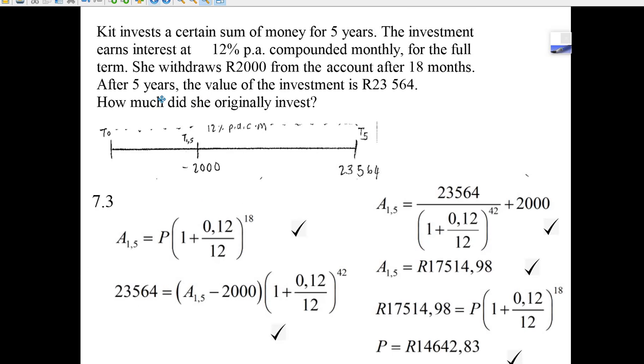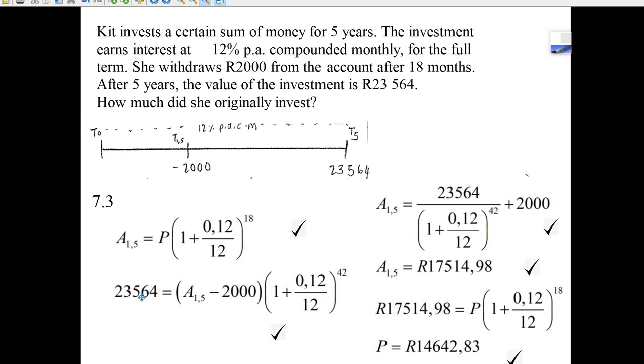Well, here's Mr. Rob's way. Now, I should have drawn a timeline because it helps you to think about it. Look at the way I did it. I figured it, well, kind of differently. I know I started with a certain amount to invest, and then it grew for 1.5 years, 18 months' worth of interest. That's my first amount. Now I know that from that first amount, I took 2,000 away, and it grew for another 3.5 years, 42 months, to become that money at the end.